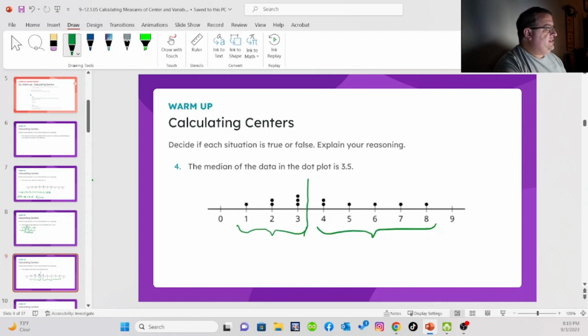So in this case, none of my dots are the median. It would be the number that splits my dots in half. So if I have 3 and I have 4, I'm going to add those together, which equals 7. And then I'm going to divide by 2, and that gives me 3.5. So in this case, this situation is true. The median is 3.5.